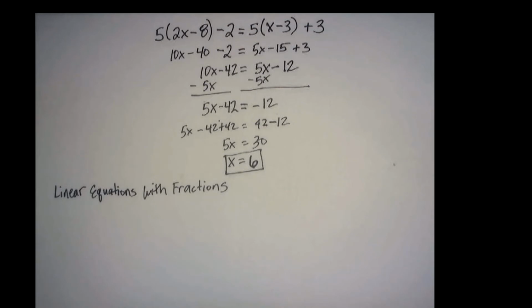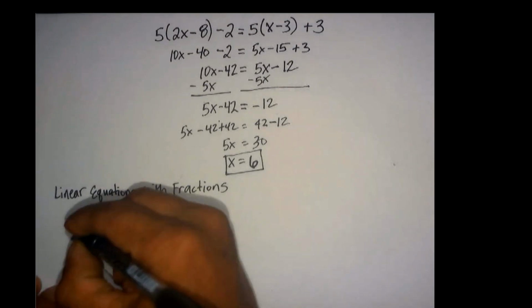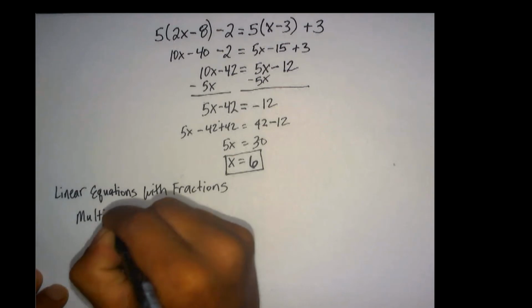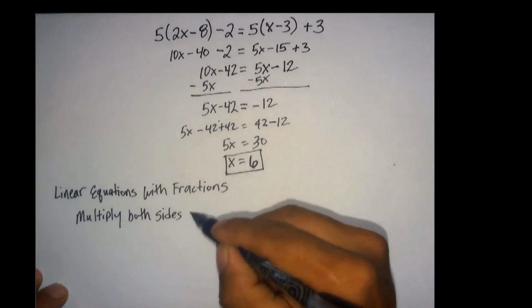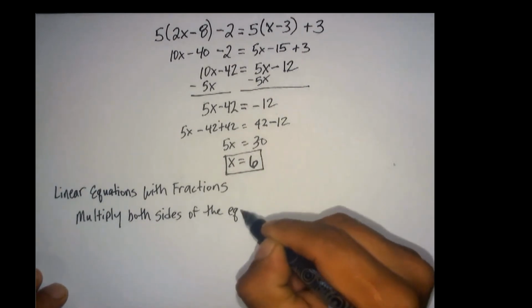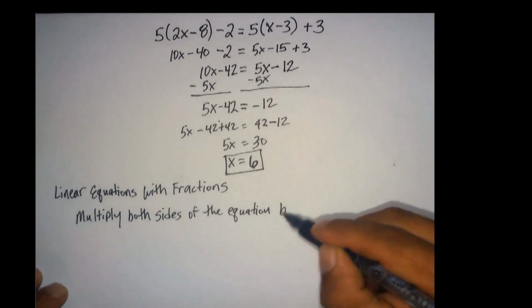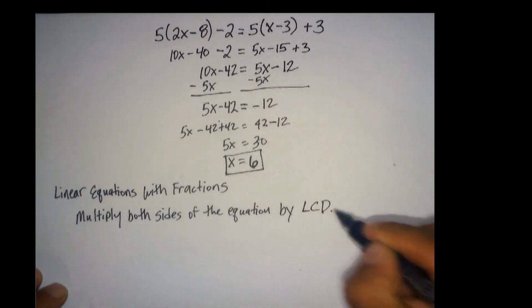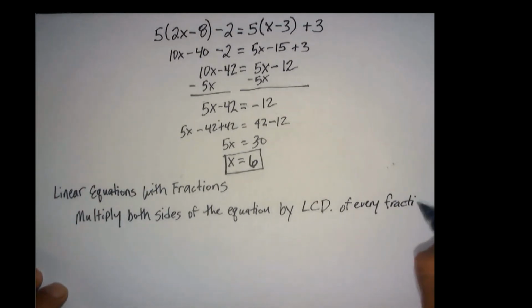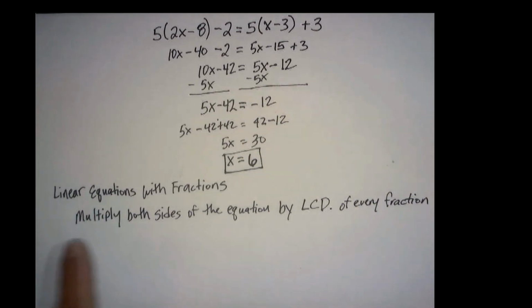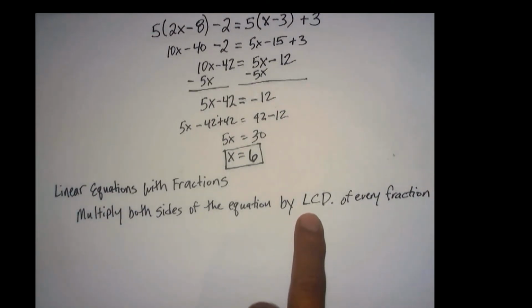And what we're going to do is multiply both sides of the equation by the least common denominator of every fraction. When we do this, this will get rid of all the fractions. No more fractions. There's just cases where you need to be careful. I'll go over those.